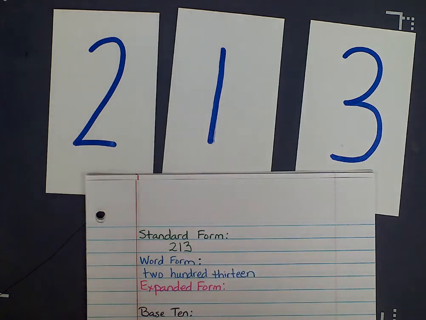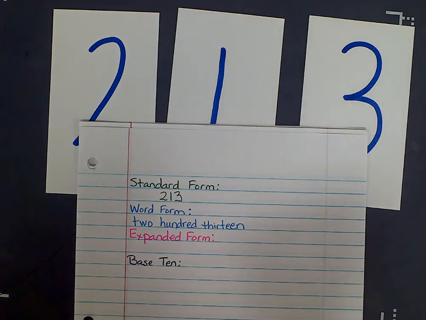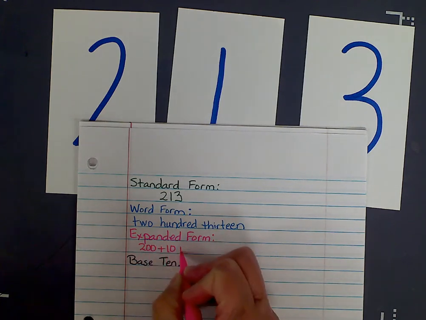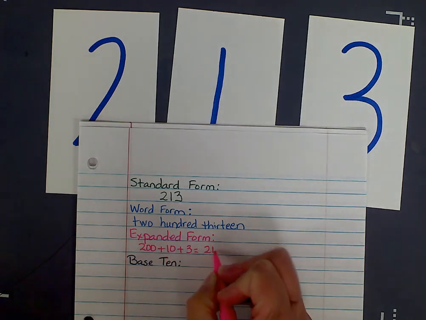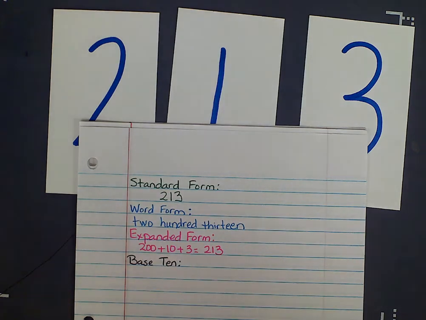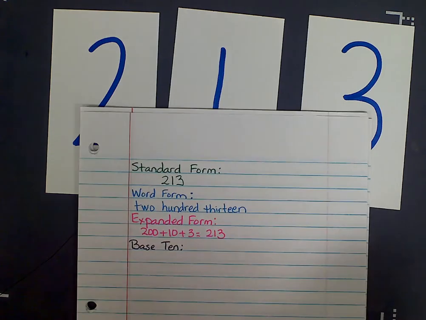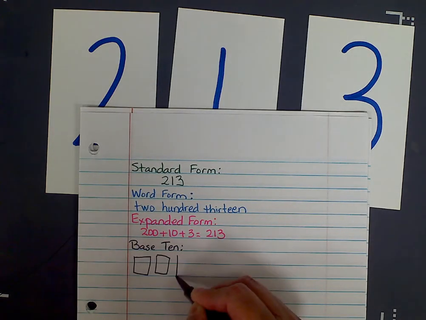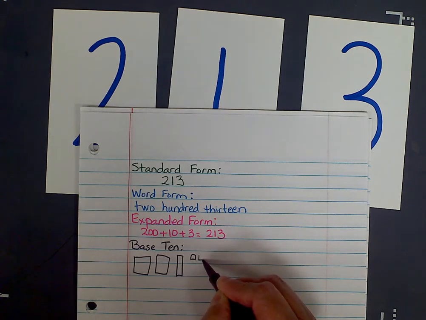Okay, we've been working on expanded form. For expanded form, it's just breaking it into place value. So 200 plus 10 plus 3 equals 213. And then our last form that we've been working on is base 10, and you would just draw that: 200, 10, and 3 ones.